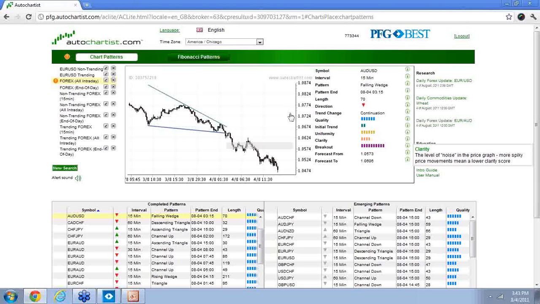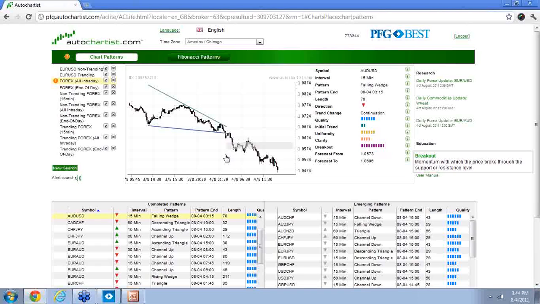So this is what our quality indicator looks like. It's looking at this pattern and seeing that we have a low clarity score of 4. Then finally we get to the breakout pattern, and that measures the momentum that was in the market when it finally broke through a resistance point. So you can see that it's a maximum 10 bar, telling you that it's strong momentum.